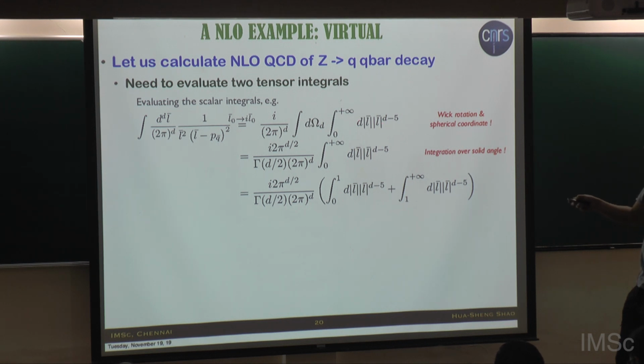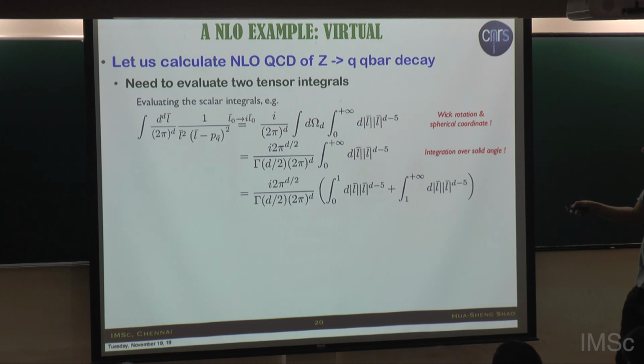It's spherical coordinates, with the solid angle and a radial integration. Then integrating out the solid angle gives these factors in general d dimensions. And then we come back to this one.